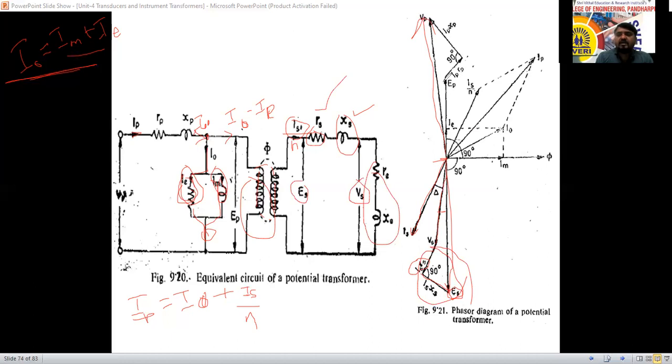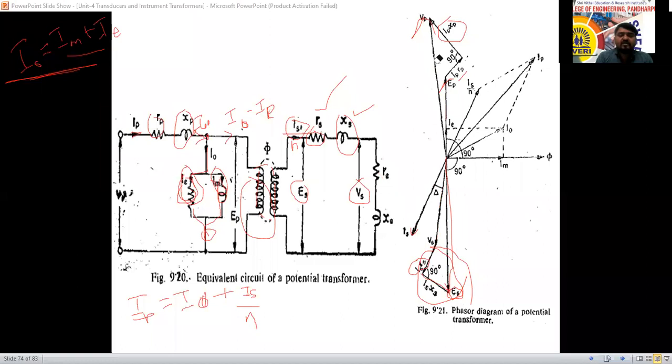Similarly, we have considered here IEP, the induced EMF in the primary winding. Then the voltage drop across this one, that is called IP RP we have considered, and the voltage drop across this inductive load, that is called IP XP we have considered. So our aim is we have to find the EP. First, we have to find the EP here now.